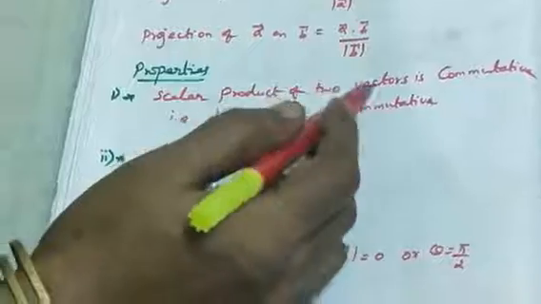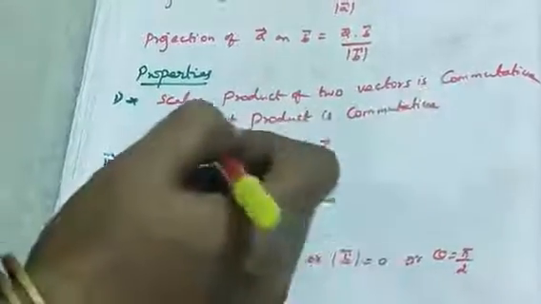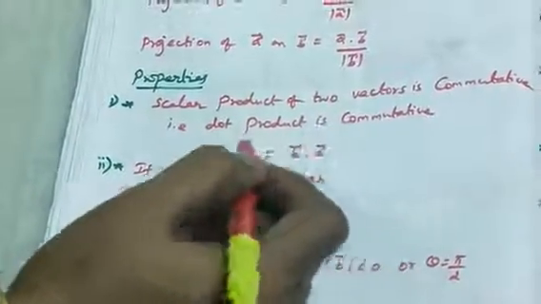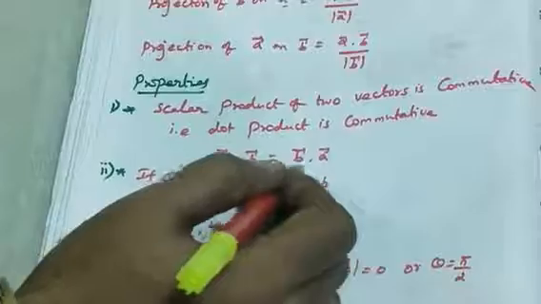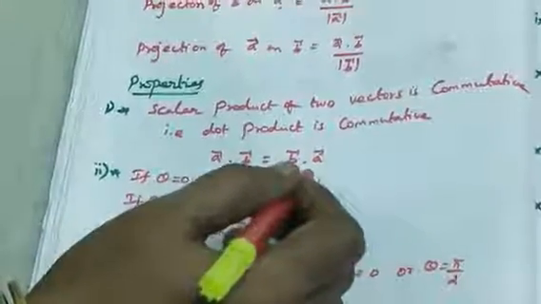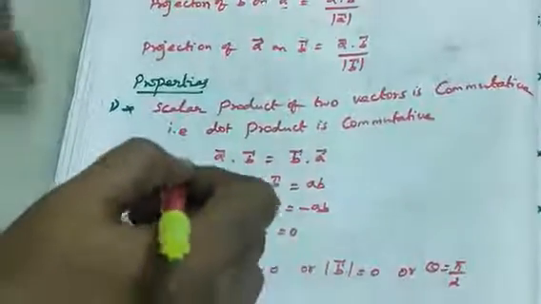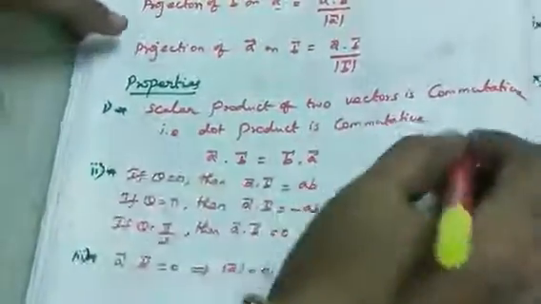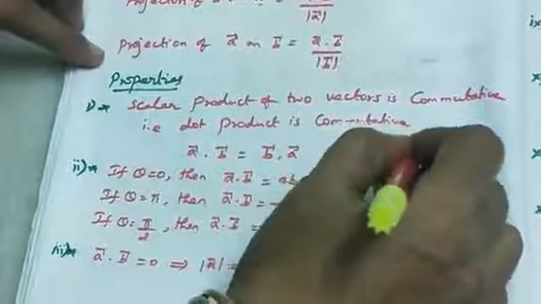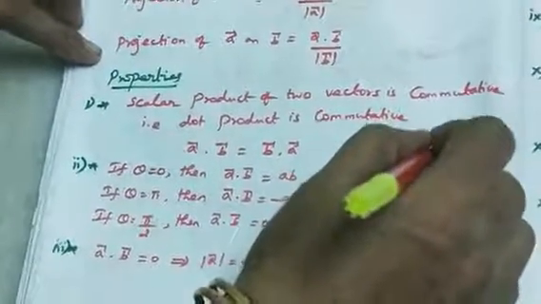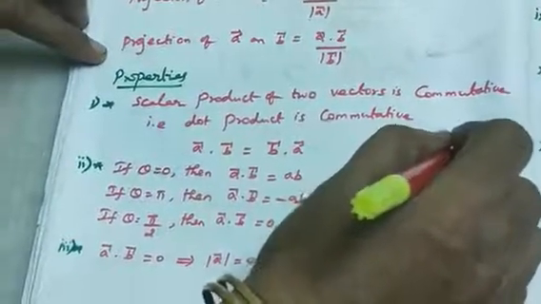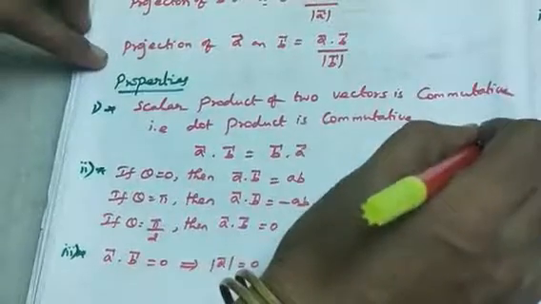Scalar product of two vectors is commutative, that is, dot product is commutative. A vector dot b vector is equal to b vector dot a vector. Then if theta is equal to 0, what is the definition? A vector dot b vector is equal to modulus of a vector, modulus of b vector into cos theta.